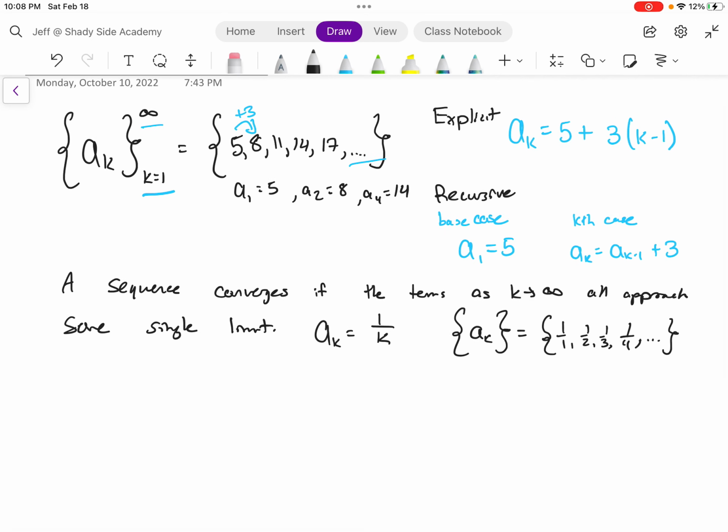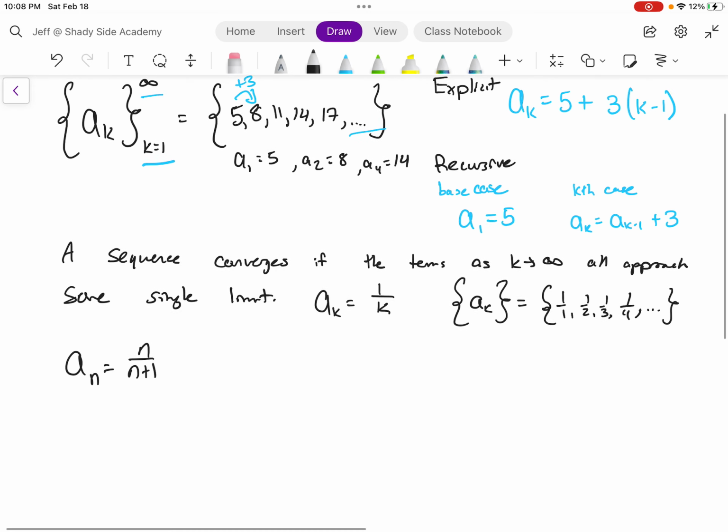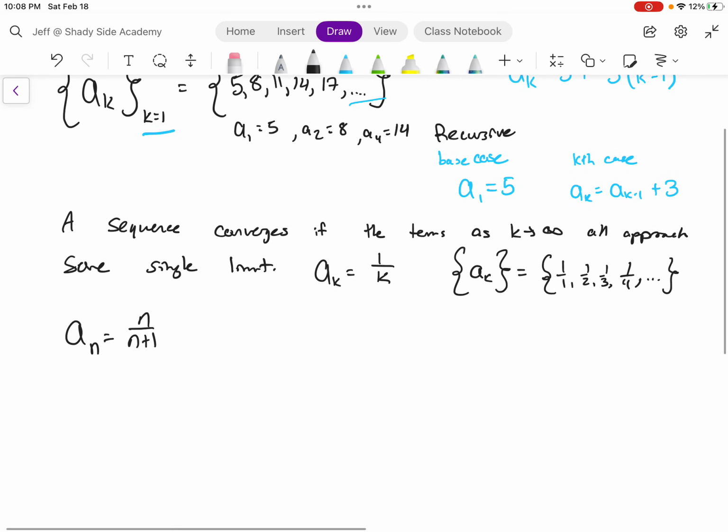We talked about what happens if we have some sequence, let's say given by a sub n equals n over n plus 1. This is sort of a fancy sequence, and I want to categorize it. We could find all sorts of things. You could pause this and ask, what's a sub 4, what's a sub 5? This would be 4 over 5, and this would be 5 over 6, and so on.